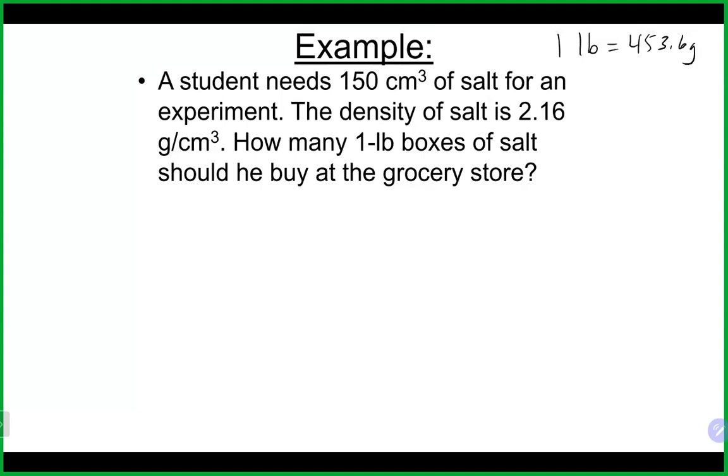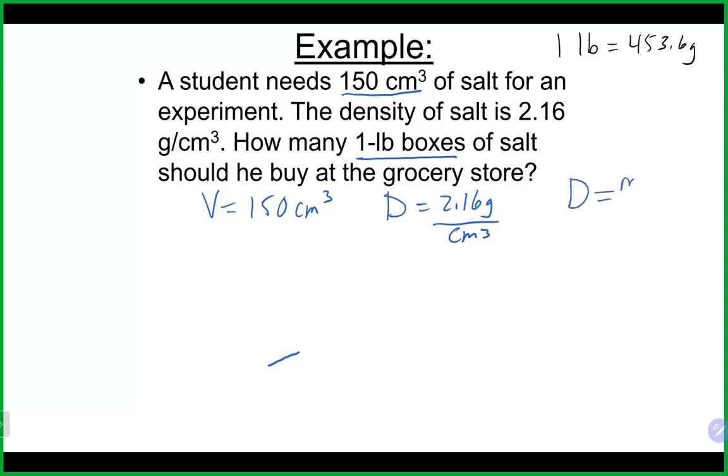Okay, so let's take a look. In this particular case, we are given 150 cubic centimeters. Remember, that is a volume when we see cubic centimeters. We are given the density here, which is 2.16 grams per cubic centimeter. And we want to know how many 1 pound boxes we need to buy. If you're not sure where to go with this, obviously density is involved. Density is mass divided by volume, and clearly here we have the density and we have the volume. So mass would seem like a logical approach as to where you should go next.